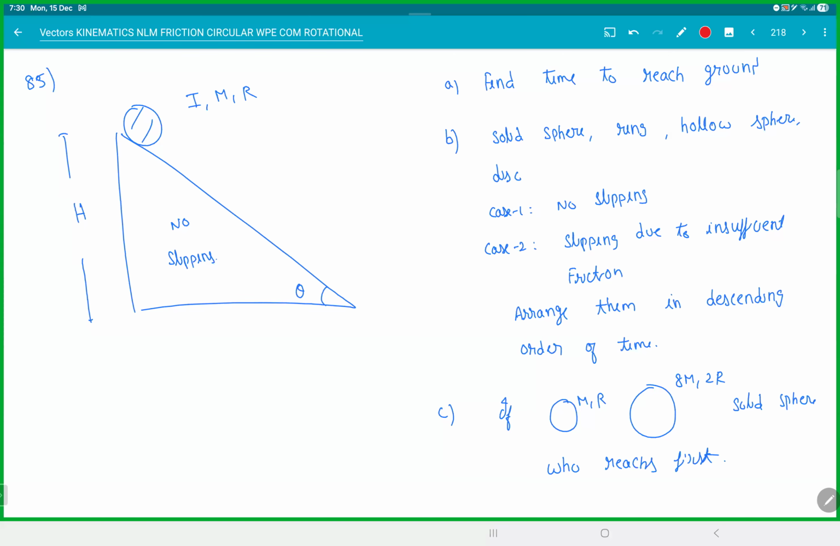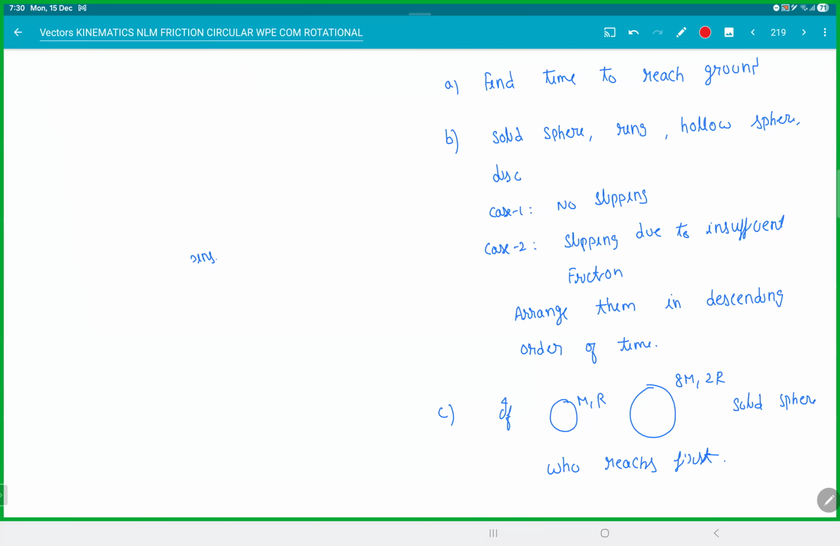So how do we do this? Let's see. I know the results. First result, what is this thing? If you remember the acceleration, a = g sin θ / (I/mr² + 1). Basically, if you don't remember this, you have to solve it. Once you know this, you're done. s = ut + ½at².